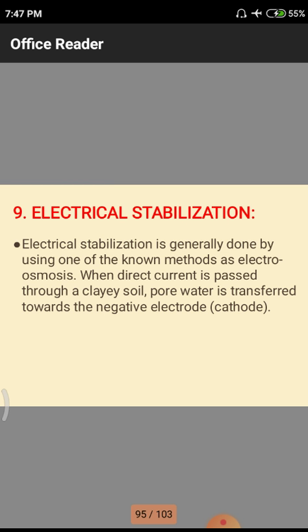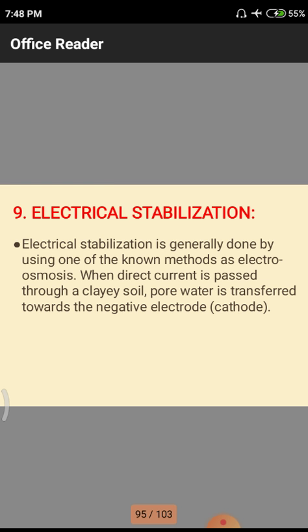Why? That means to remove the water content. Likewise, here also we are using electrical stabilization for the purpose of removing water content. Moreover, these two topics, electrical stabilization and electroosmosis, are both related and also used for stabilization of the soil, but some slight changes are there between electrical stabilization and electroosmosis. Those things we have to discuss here in a brief manner.